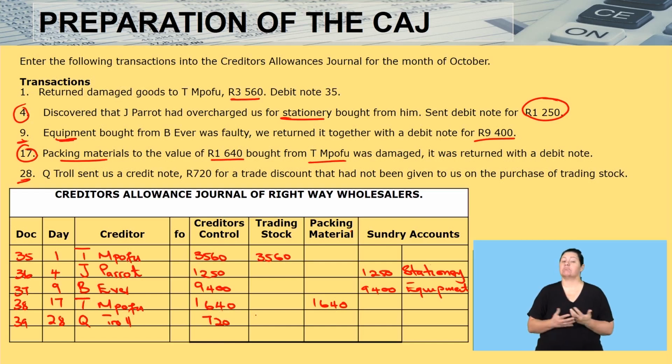720. And then, what was the credit note for? They say it is for a trade discount that had not been given on the purchase of trading stock. So it affects our trading stock. I'll come here, 720.